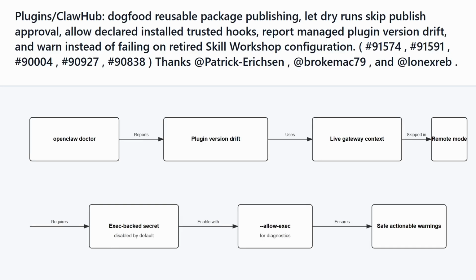Plugin version drift is now visible in OpenClaw Doctor output. If an official managed plugin lags behind the running gateway, Doctor reports it. The warning shows the installed version, expected gateway version, and a repair command. The fix uses live gateway context, not CLI version, for accurate drift detection. Remote gateway mode skips this probe to avoid misleading local install checks. Exec-backed secret materialization is disabled by default in these probes. Users must pass allow exec to enable secret materialization for diagnostics. This ensures doctor warnings stay safe and actionable without unintended side effects.